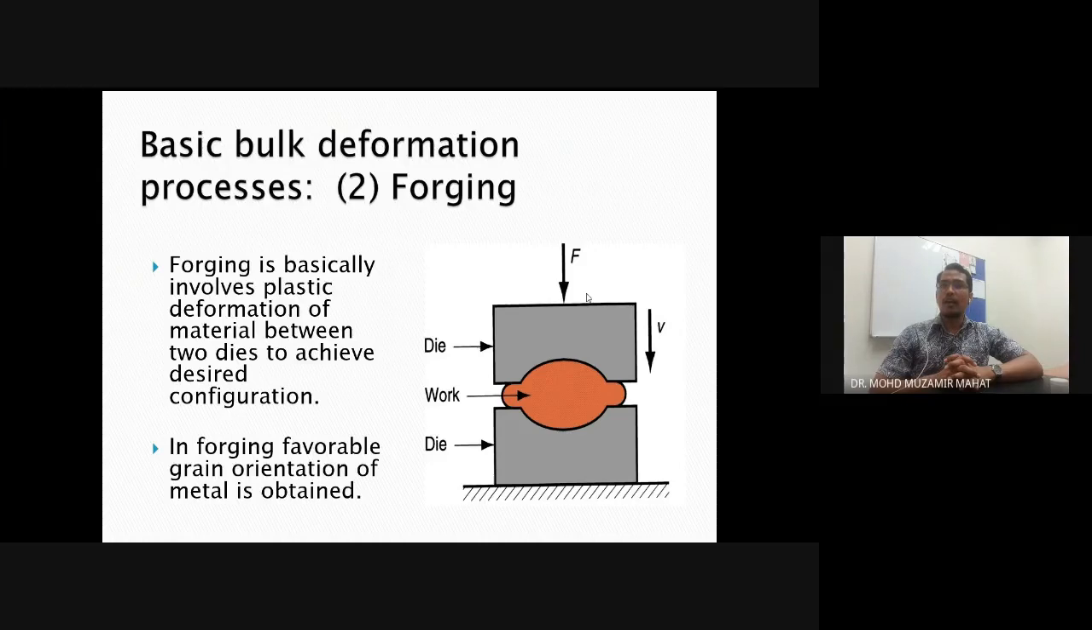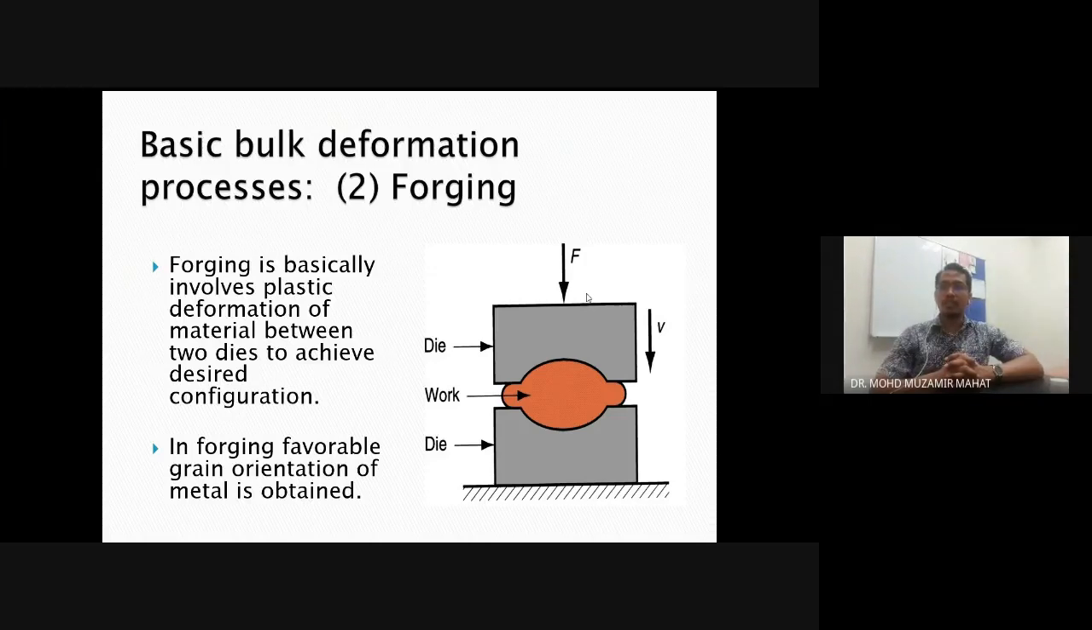If you see in the figure, the dies will have the upper and lower part. In between, there will be the workpiece, which will be the material to be processed to the desired shape. Here as well, we can see that the force is exerted downward, going down with a certain velocity.